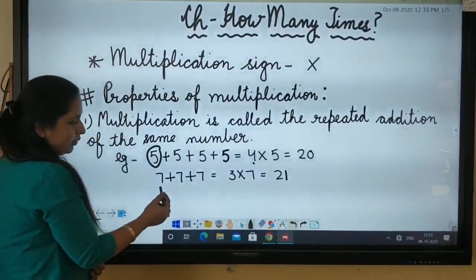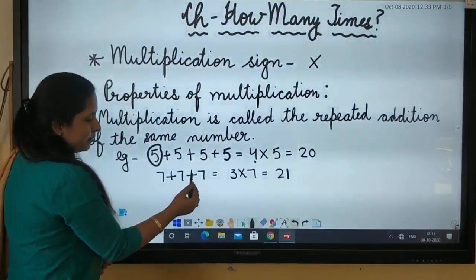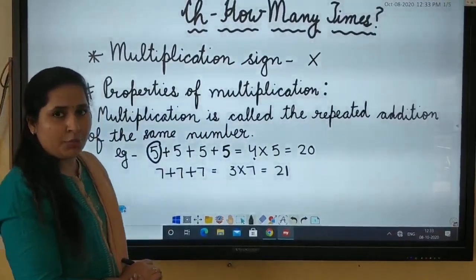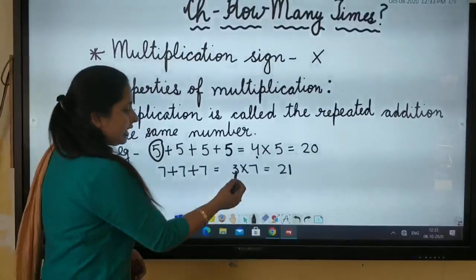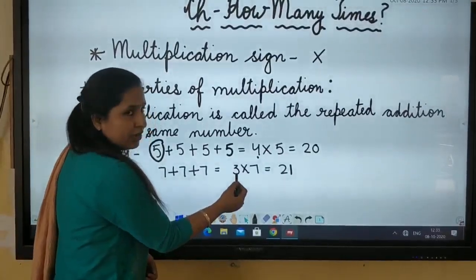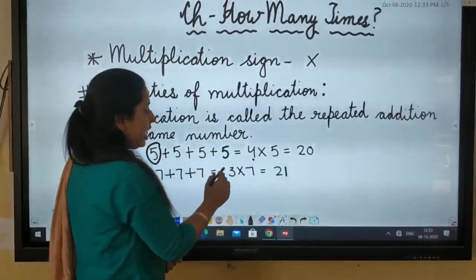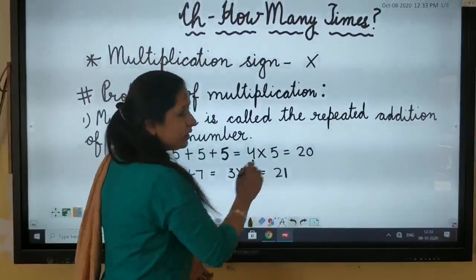Now look at one more example. 7 plus 7 plus 7. So 7 is being added 3 times. How many times? 3. So we will write 3 here. And we are adding the number 7. So 3 multiplied by 7. And 3 7s are 21.